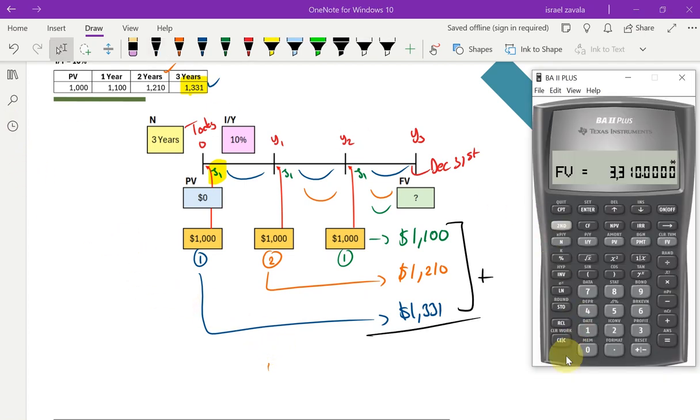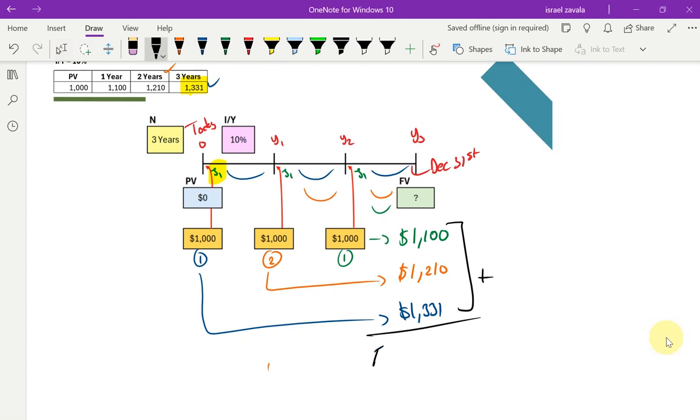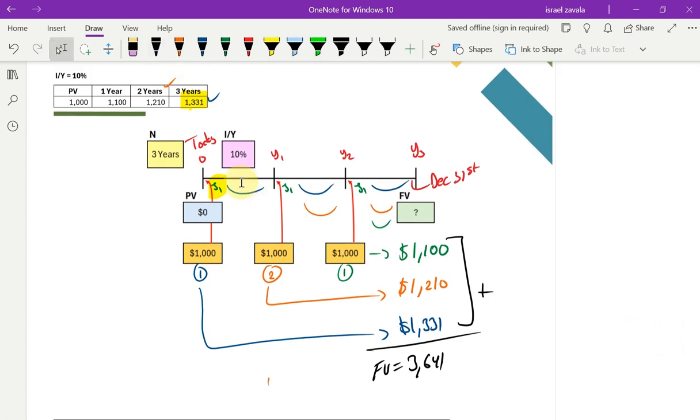So let's add these up. The last year is 1,100 plus 1,210 plus 1,331. That's 3,641. Future value is 3,641. Let's put that into our calculator.